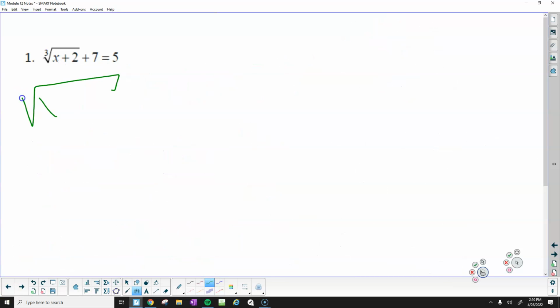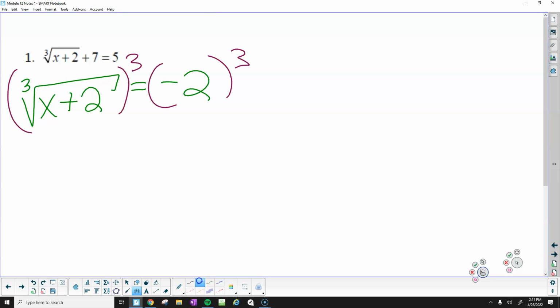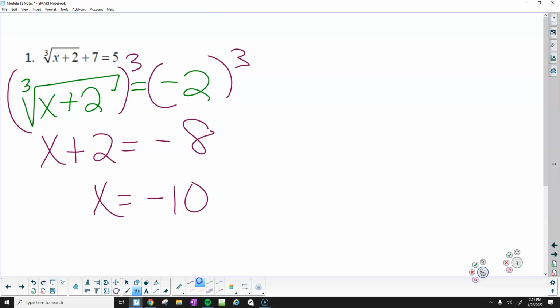So we're going to have the cube root of x plus 2 equals negative 2. Y'all raise both sides to 3. That's all you got to do. Will that get rid of the cube root? It will. So it's just x plus 2 over there, right here. And then negative 8, minus 2 from both sides. What's the answer? x equals negative 10. It sure does.